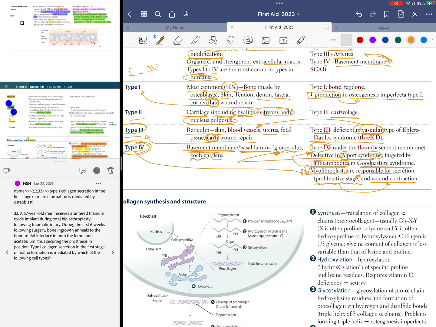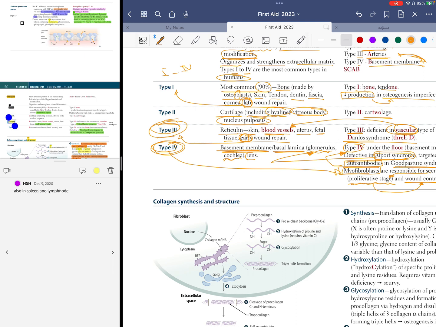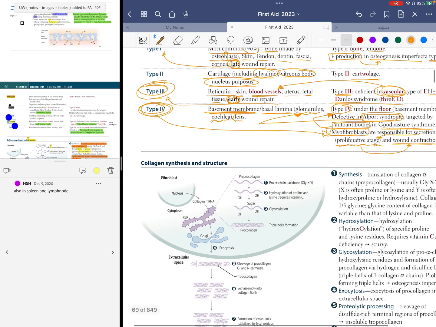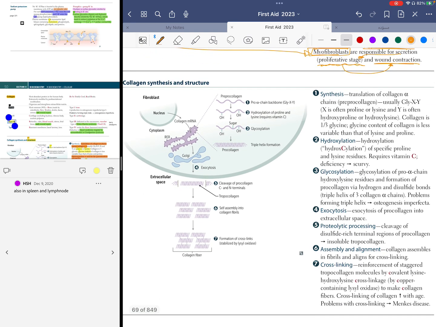For type 3, we talked about blood vessels, uterus, fetal tissue, and early wound repair. It's also found in the spleen and lymph nodes. Now we're talking about collagen synthesis and structure. First we have synthesis, then hydroxylation, then glycosylation, then exocytosis, then proteolytic processing, then assembly, alignment, and finally cross-linking.